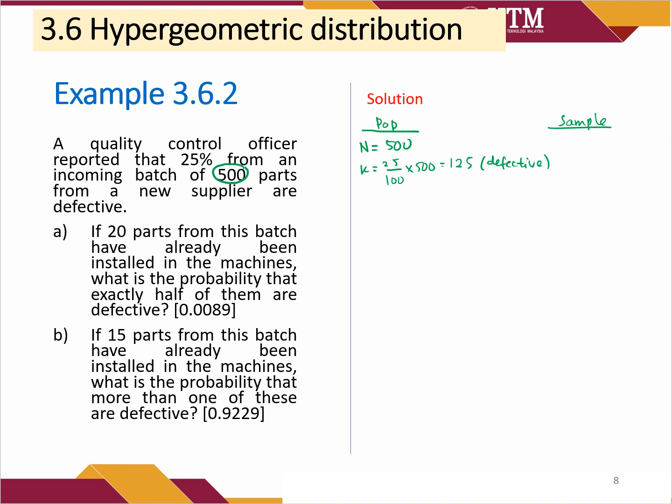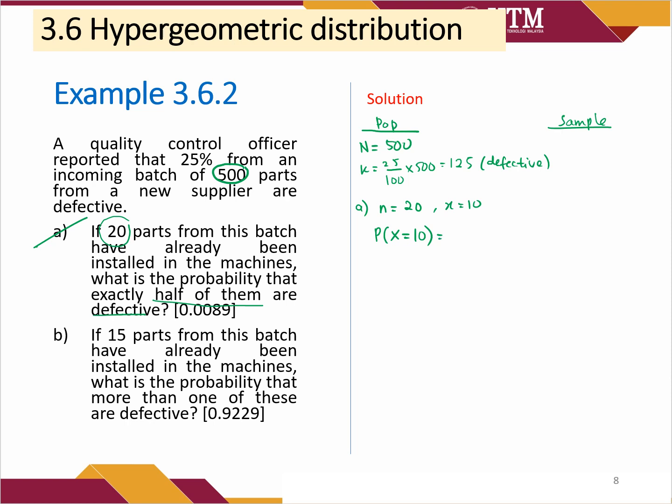Here we have two separate questions, meaning that the number of samples varies, so we will solve them separately. For A, if 20 parts from this batch have already been installed in the machines, meaning the number of samples is n equals 20, what is the probability that exactly half of them are defective? This would be our x.